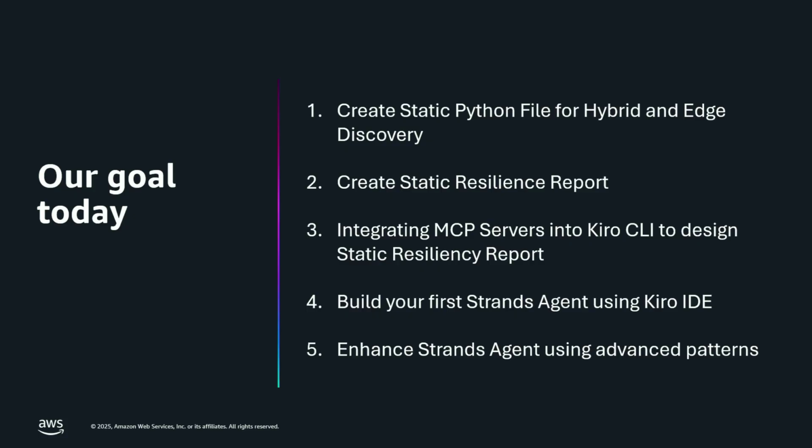We're going to be creating a static Python file for discovery. Then we're going to be creating a report based on this information. Then using Kiro CLI, we're going to be integrating some MCPs. The first one is a tool to get information around the resources automatically. We'll also be using an MCP to get all the documentation of AWS best practices around resilience. And we will be switching this from static, from Kiro CLI, that is prompting, into a Strands agent, and we'll be building a couple of Strands agents.